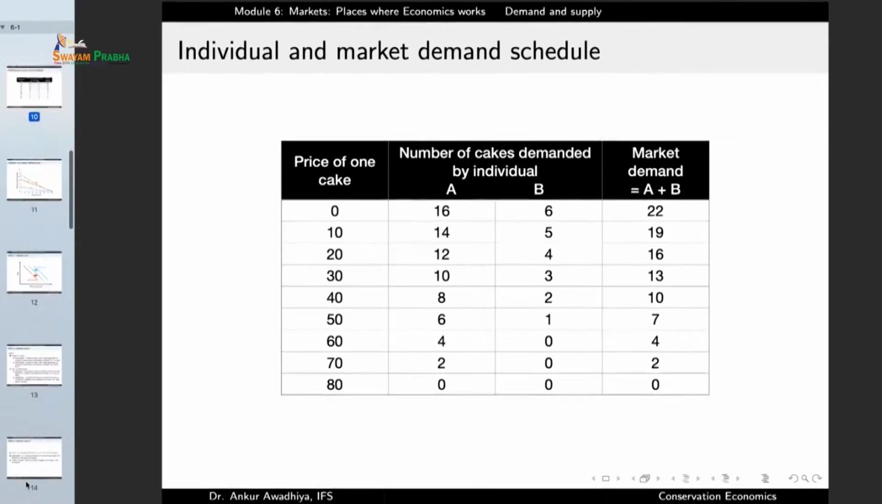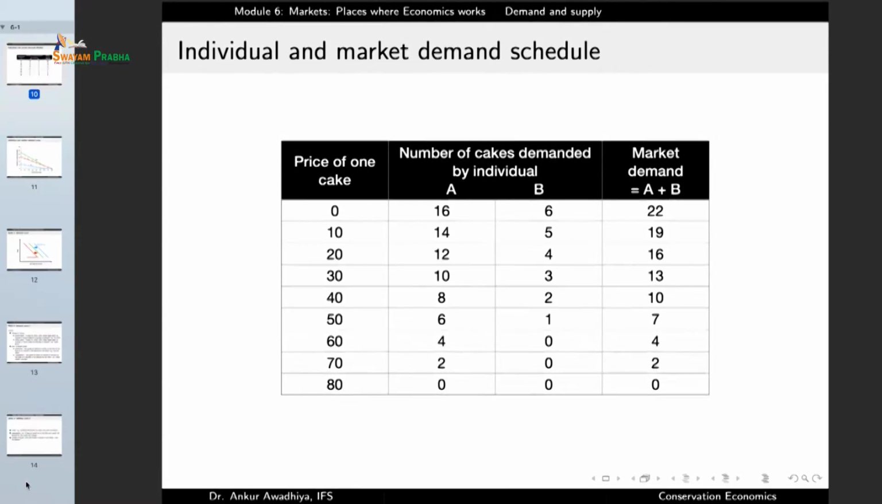Now, in the market, and especially in the competitive market, there is not just one buyer, there are several buyers. And the market demand schedule is the sum of the individual demand schedules. So if we say that the price of the cake is here in this column, and the number of cakes that are demanded by two individuals, individual A and B, are given like this. So at a price of 0 rupees, individual A is demanding 16 cakes, individual B is demanding 6 cakes. So the market demand will be the sum of both of these, which is 22 cakes.